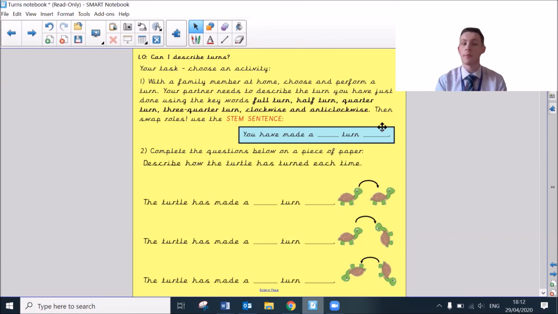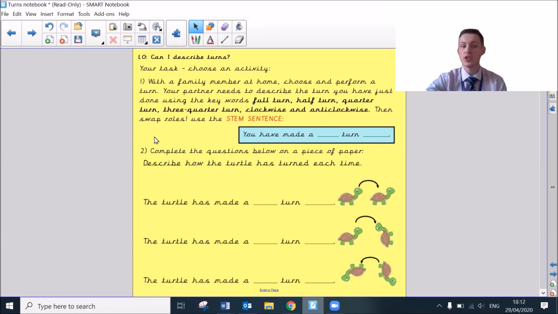I do apologize about that, but you need to remember that your full turn, half turn, quarter turn, and 3 quarter turn are your key words, and then your other keywords would be clockwise and anti-clockwise to tell you which way you're turning. Then, once you've had a go with that, and you can have a couple of goes, swap with who's telling who to turn which way.